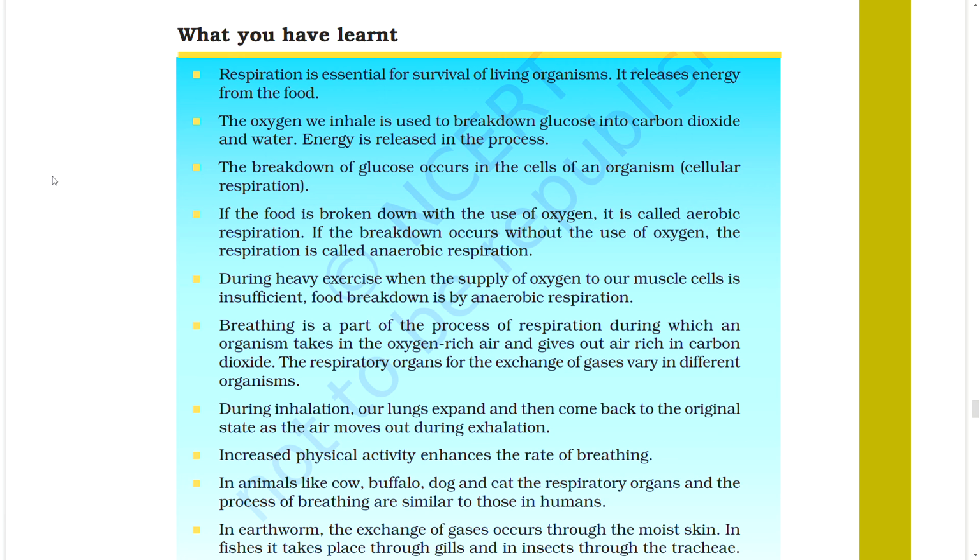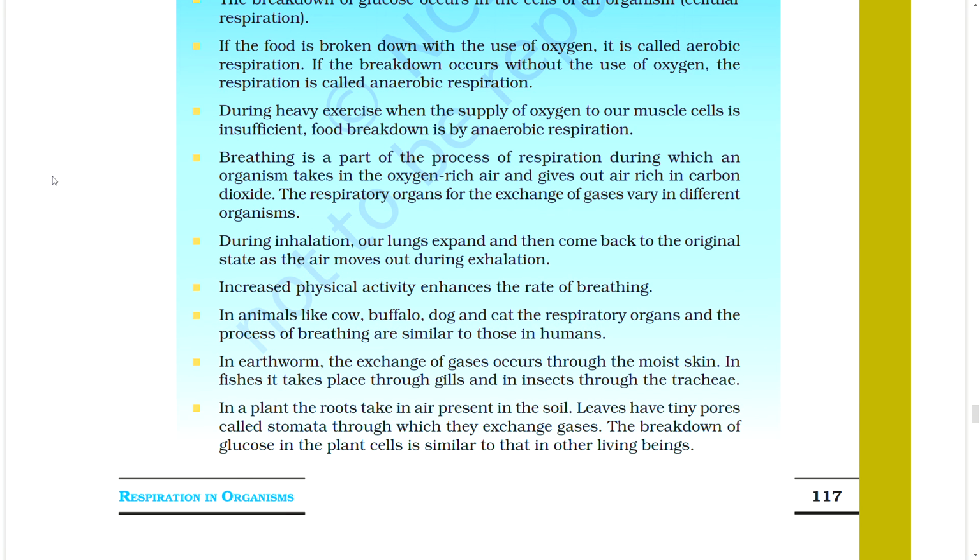In animals like cow, buffalo, dog, and cat, the respiratory organs and the process of breathing are similar to those in humans. In earthworms, the exchange of gases occurs through the moist skin. In fishes, it takes place through gills, and in insects through the trachea. In a plant, the roots take in air present in the soil. Leaves have tiny pores called stomata, through which they exchange gases. The breakdown of glucose in the plant cells is similar to that in other living beings.